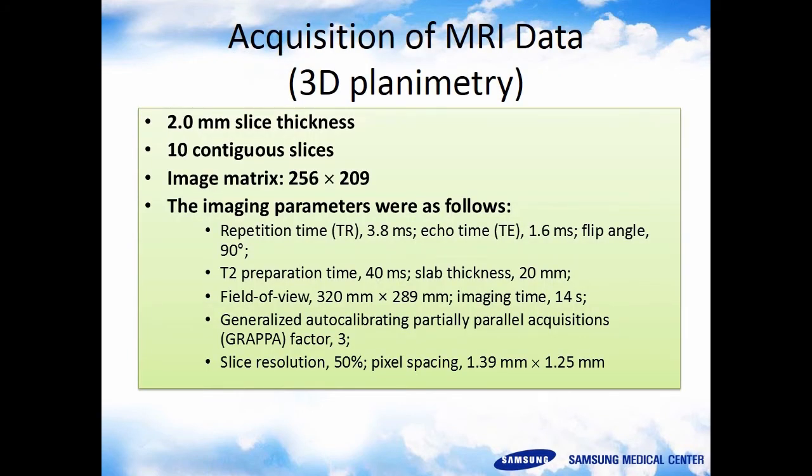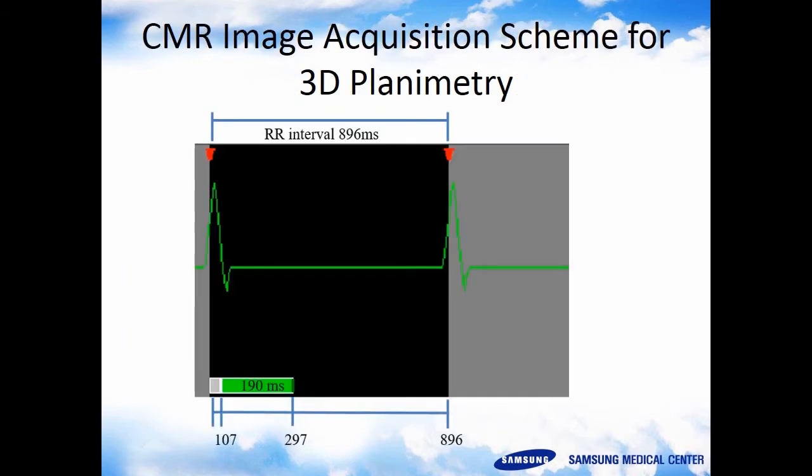All patients underwent cardiac MRI during repeated breath holding using a 1.5T scanner with a 32-channel phased array receiver coil. High-resolution 3D SSFP images were acquired within a single breath hold during mid-systole. The imaging parameters are shown. Figures show the CMR image acquisition scheme for three-dimensional planimetry. Image acquisition duration was 190 milliseconds. Data were acquired at 107 to 297 milliseconds after the R peak during the systolic phase.